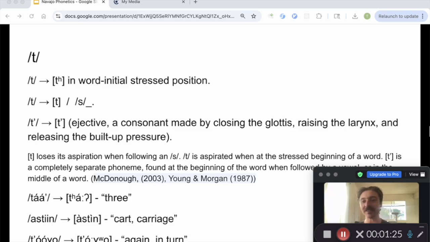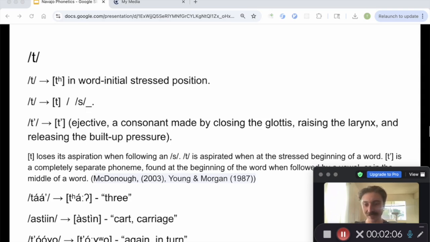And when T is at the beginning of a word in the stress position, it is aspirated. So t. Whereas if it follows an S, it becomes unaspirated, so more of a st sound. And again, I'm not going to try to pronounce these Navajo words because I can't, but here we have some examples of the spelling, at least, of where they apply.